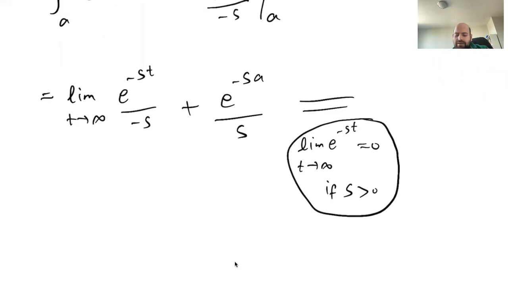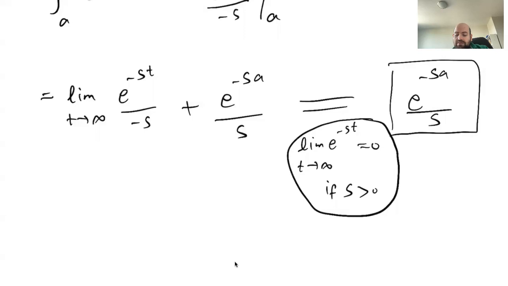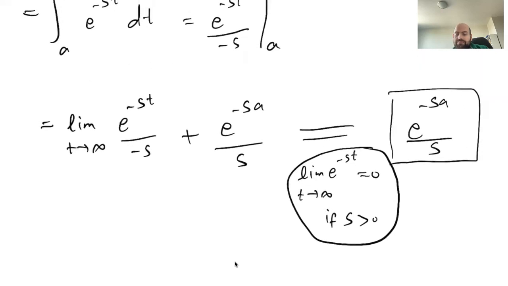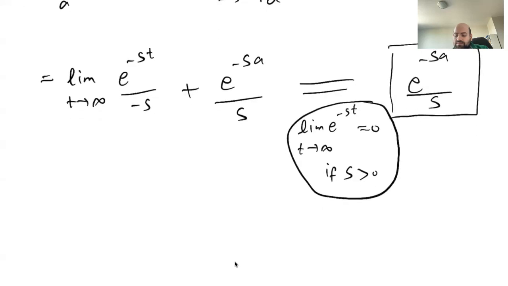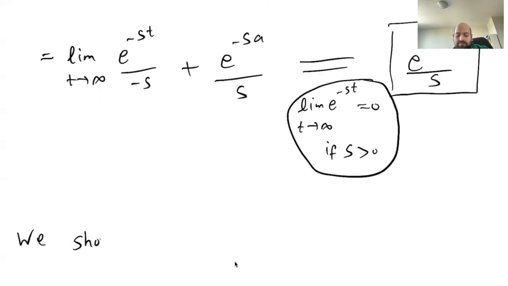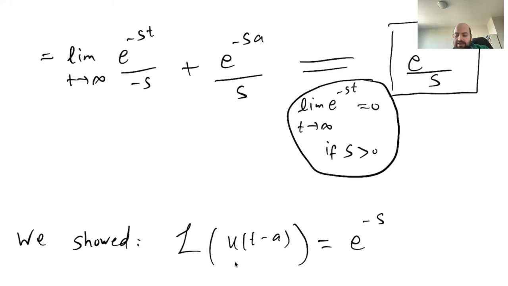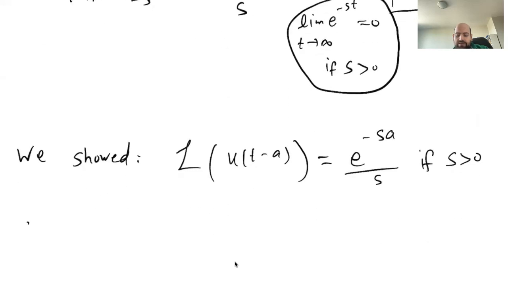So then I'll have e to power minus sa over s as my final answer if s is positive. So we showed that the Laplace transform of u of t minus a is equal to e to power minus sa over s if s is positive, and again it is undefined if s is less than or equal to 0.